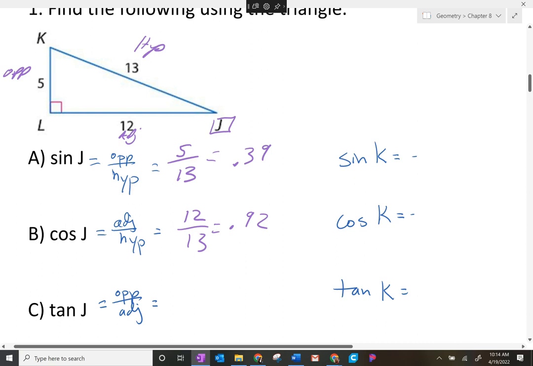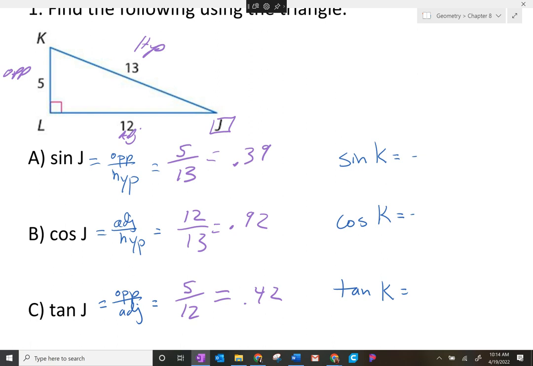My last one for tangent of J, I want to do the opposite over the adjacent. So the opposite for J is going to be 5 over 12. Written as a decimal, 5 divided by 12 is going to be 0.42. Feeling all right so far? A little bit? Okay, I'm going to erase these names.